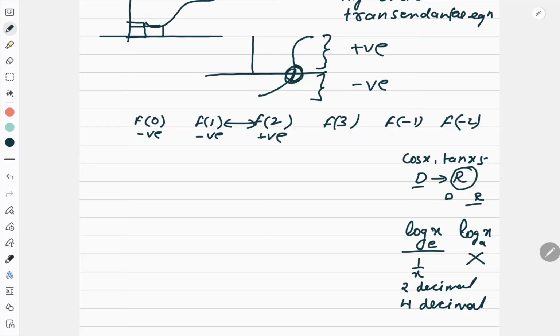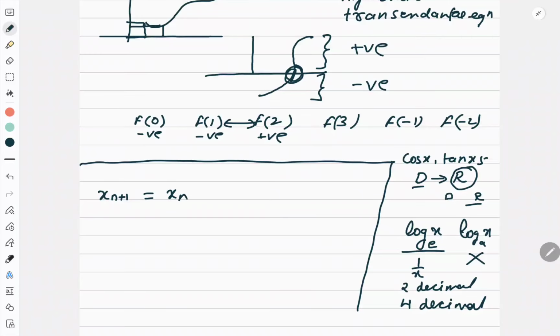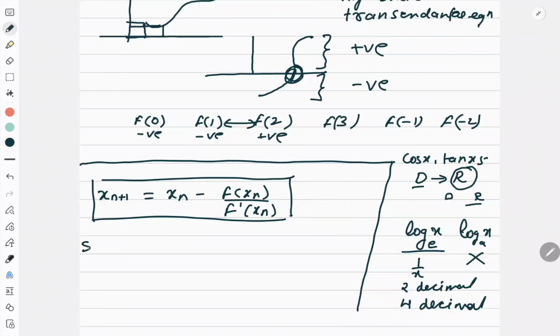Right? Now, let's come to the core method. I will explain the core method, then we will start directly with the questions. What is the Newton-Raphson method? First, let me tell you the formula. The formula is x(n+1) = xn - f(xn)/f'(xn). This is the formula.